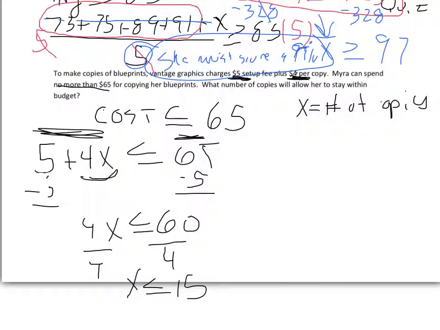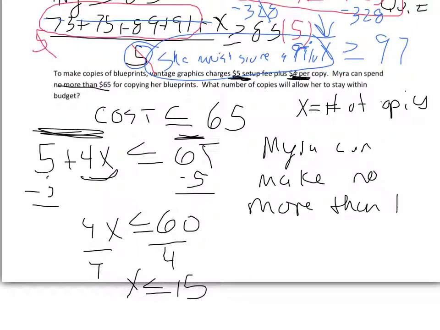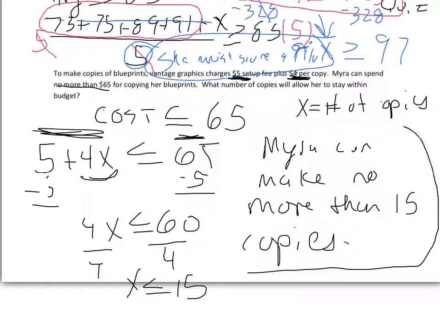So Myra can make no more than 15 copies. You could say she could make 15 or less copies, less than or equal to 15. There are a lot of ways to state the actual answer, but that makes sense to me. So hopefully that made sense to you, and we'll see you for the rest of these problems.